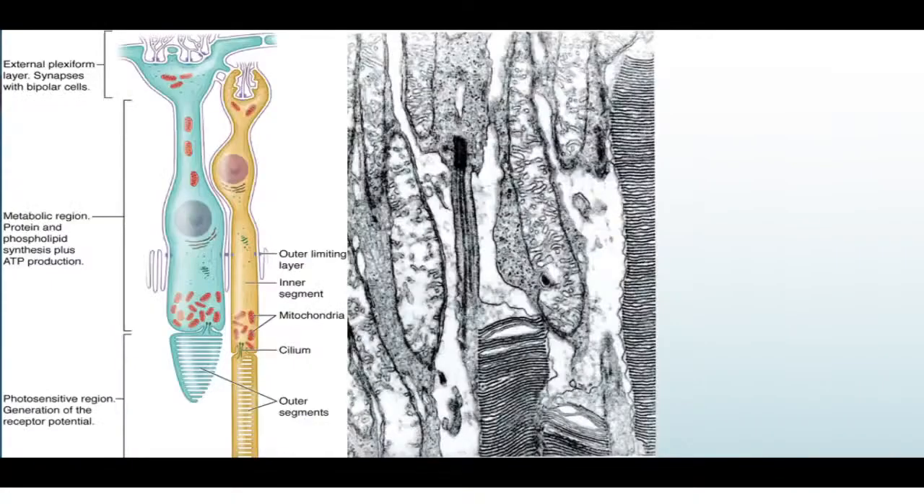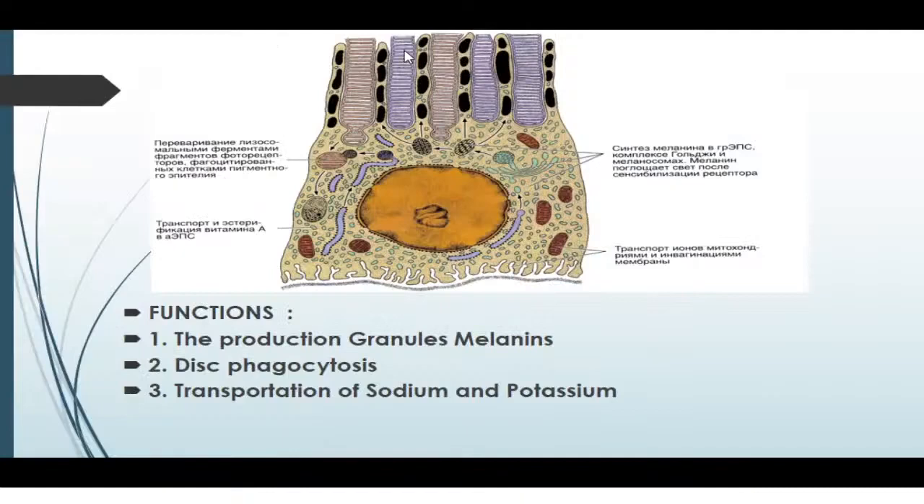Rods and cones. They are modified neurons which have a metabolic region that synthesizes special proteins. The protein is named rhodopsin in rods and iodopsin in cones. In rods, rhodopsin; in cones, iodopsin. We have also seen a lot of mitochondria in cones, more than in rods. And we have also seen the cilium, a special junction between outer and inner segments, and mitochondria are visible.